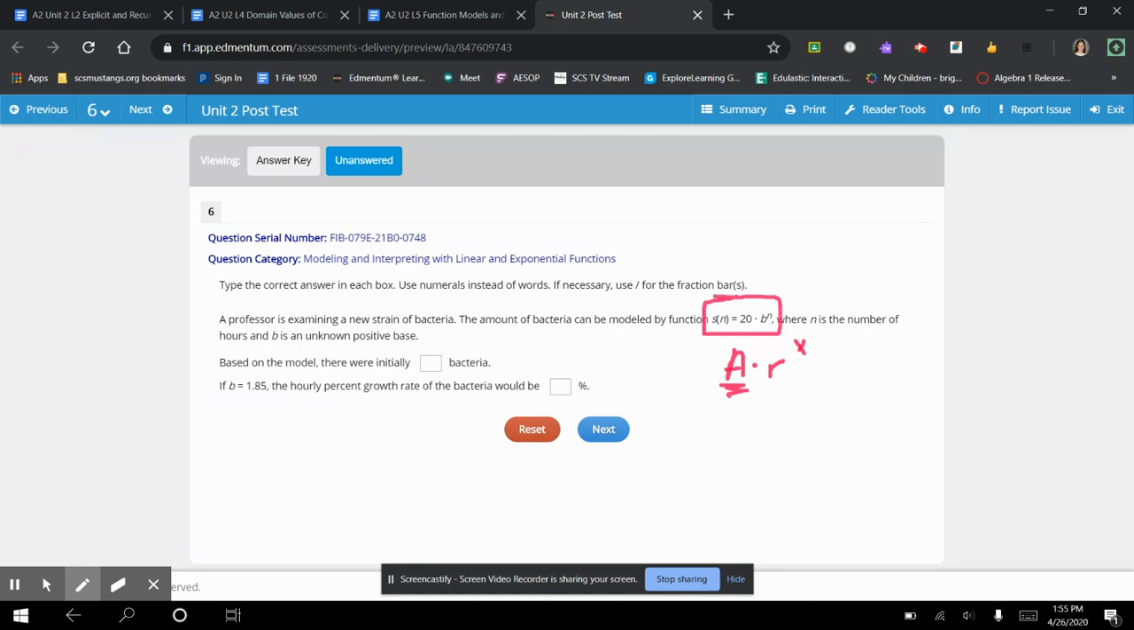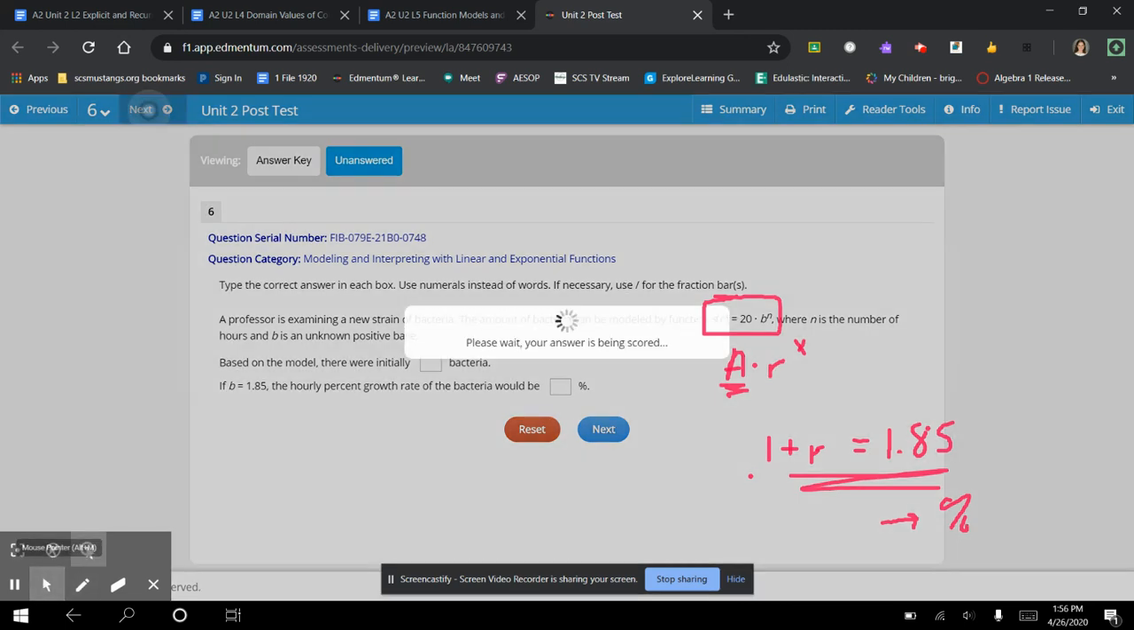And then it says if b were 1.85, the hourly percent growth rate of the bacteria would be blank percent. And so from there, you can take the 1 plus r, like we were using in the first lesson, and set that equal to your 1.85. Drop your parentheses because you don't need to distribute anything for this one. And then you can just solve for your rate that way. This formula that we're using right here will give you a decimal. So make sure you take your decimal answer and switch it to a whole percent number before you plug that in for your answer.